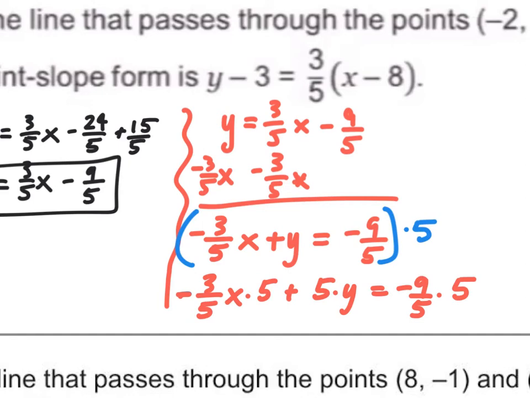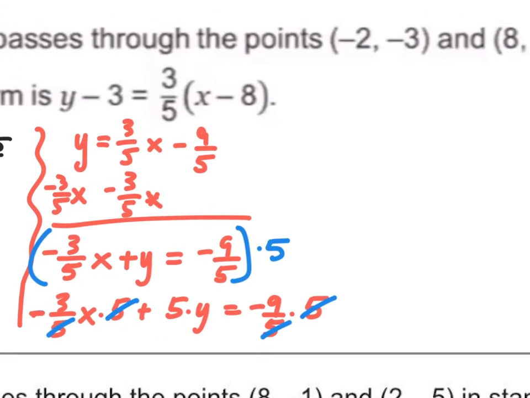Now the reason why I did this is because now these 5s can divide out of these denominators, and that gets rid of the fractions. So what we end up having here, our answer in standard form, is this.